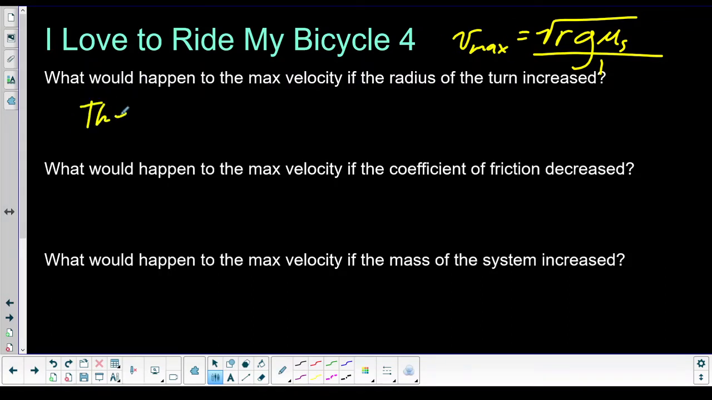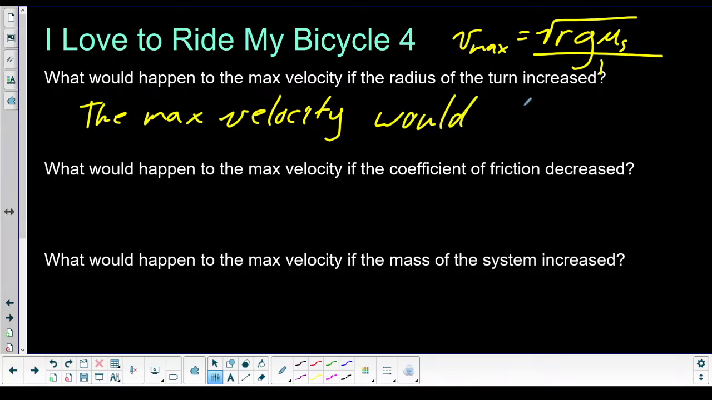The max velocity would also increase. Okay. What would happen to the max velocity if the coefficient of friction decreased? So if this value goes down, our maximum velocity is also going to go down.